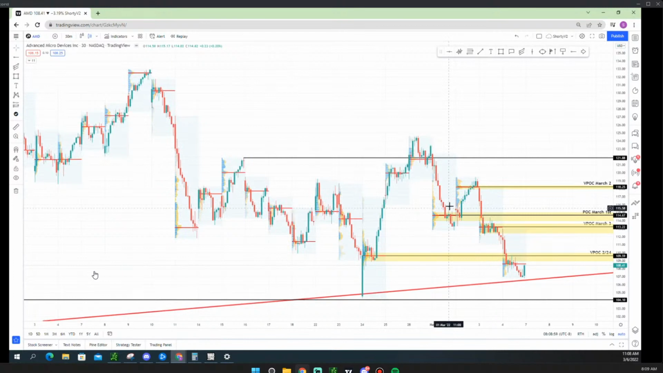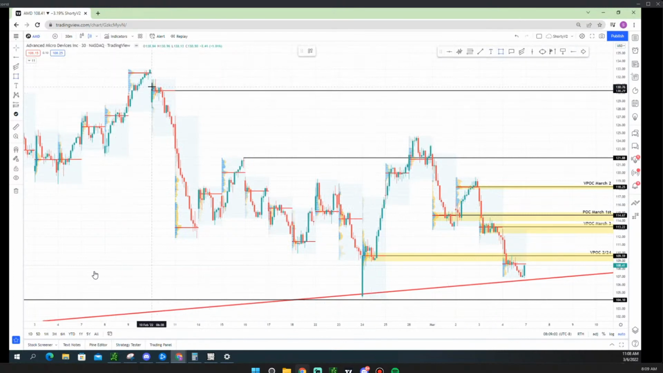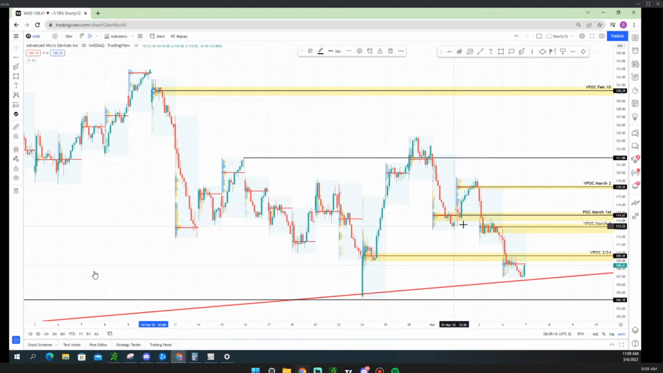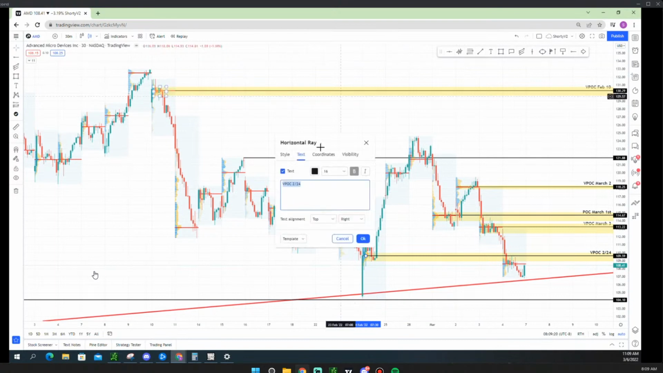Okay, and then you guys see what we left here. It's a major VPOC, and these will be tested. We're going to come back to these. So this is February 10th. That's going to drive me crazy, but I have a different format, sorry.